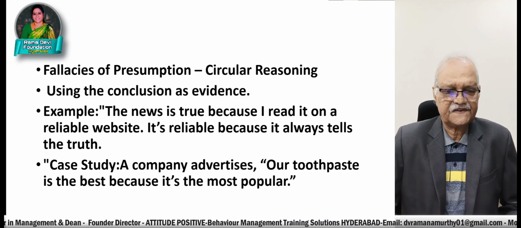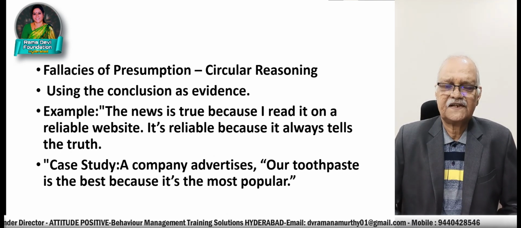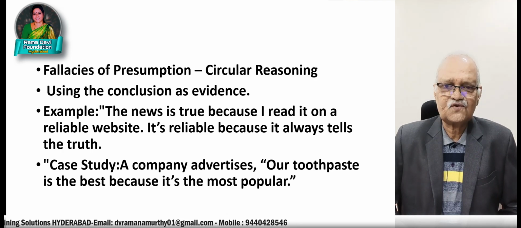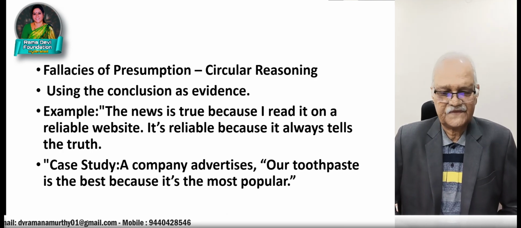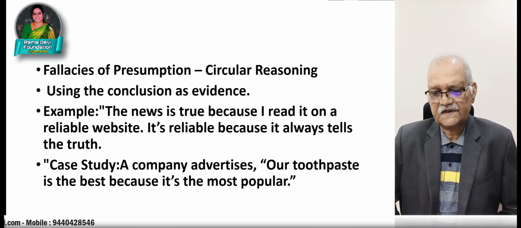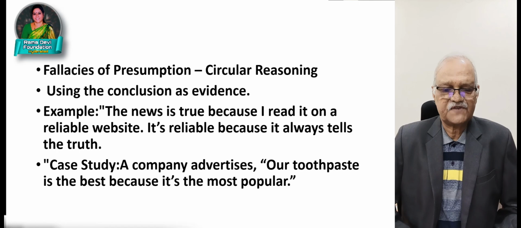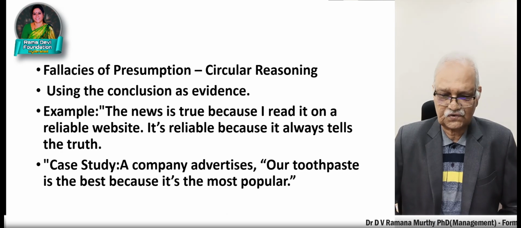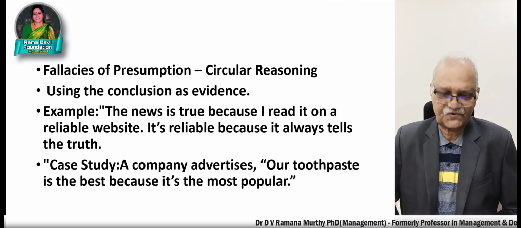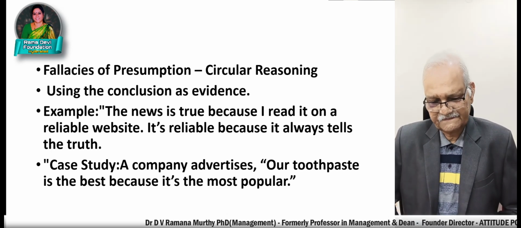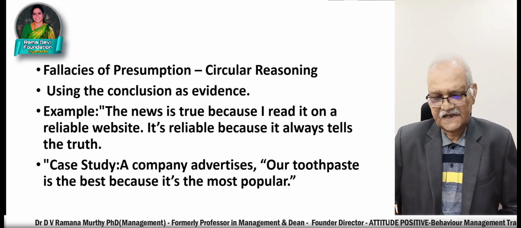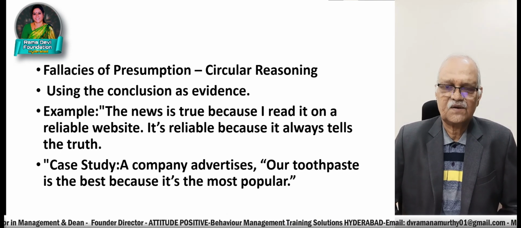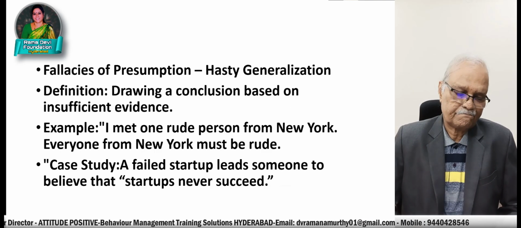Another type is fallacies of presumption, starting with circular reasoning. They use conclusions as evidence. For example, the news is true because I read it on a reliable website. It is reliable because it always tells the truth. It always tells the truth. Another case in point is a company advertising our toothpaste is the best because it is the most popular. These are examples of circular, roundabout reasoning.